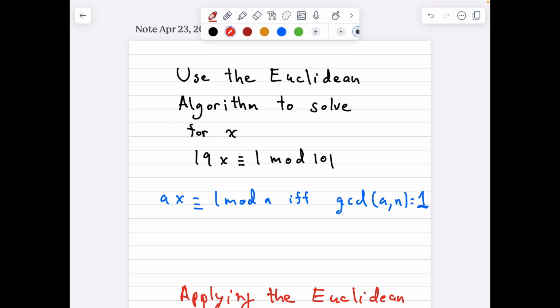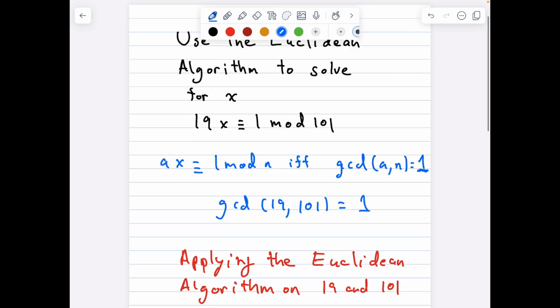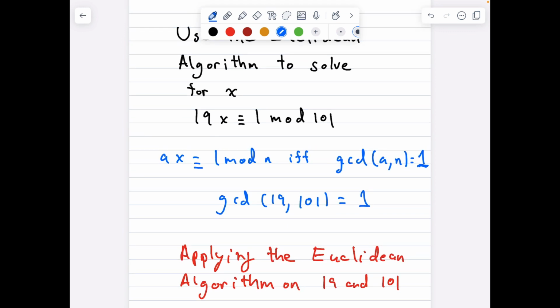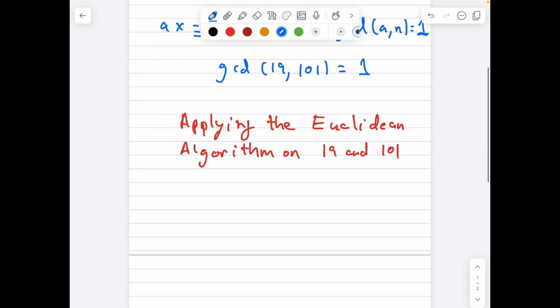In our case, the GCD between 19 and 101 is equal to 1. Okay, so that'll work out because both 19 and 101 are actually prime. So for sure the only thing that divides both of them at the same time is 1. So what we're going to be doing essentially is applying the Euclidean algorithm on 19 and 101. And let's go ahead and do that.